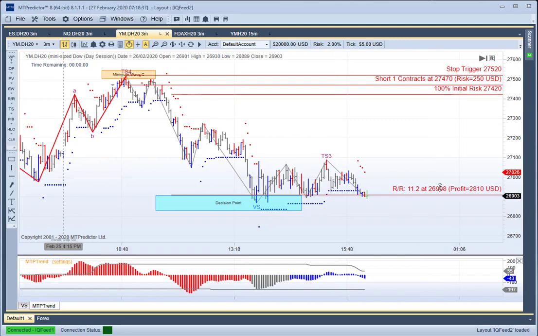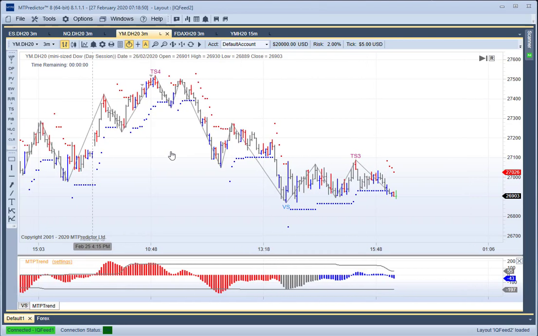But the key is this figure here. Do you see how this trade here was an 11R profit? In other words, this trade here was 11 times greater than the two previous losses. So when you look at this to start with, you can see that there would have been one, two, three trades here.